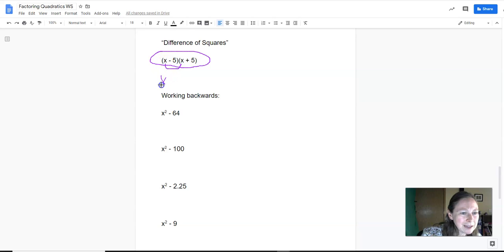X times x is x squared. X times 5, that's the outside terms, is 5x. X times minus 5 is minus 5x, and then negative 5 times 5 is minus 25. That's a negative times a positive, so it comes out to be a negative. When I combine my like terms, I get x squared, and then the plus 5x and the minus 5x add up to 0. So that middle term kind of goes away. It's not there anymore. But we still have the minus 25.